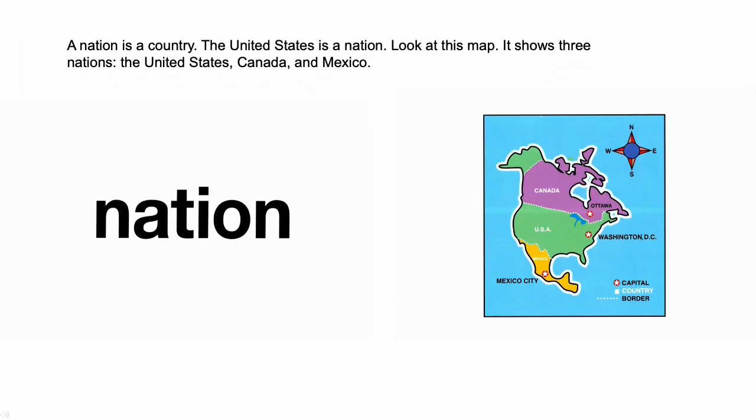A nation is a country. The United States is a nation. Look at this map. It shows 3 nations: the United States, Canada, and Mexico.